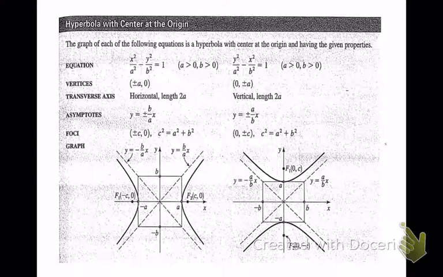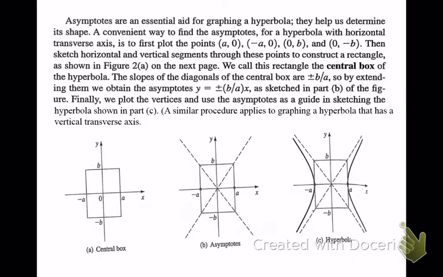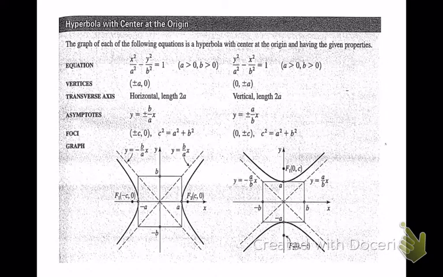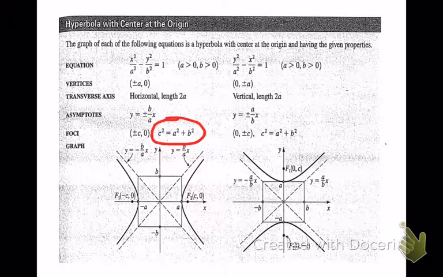Now, determining c: c squared is a squared plus b squared. So you have a bunch of similar things you use, except you have to remember the difference. In the ellipse, it's c squared equals a squared minus b squared. In a hyperbola, it's c squared equals a squared plus b squared. Alright, so we'll come back to that summary.